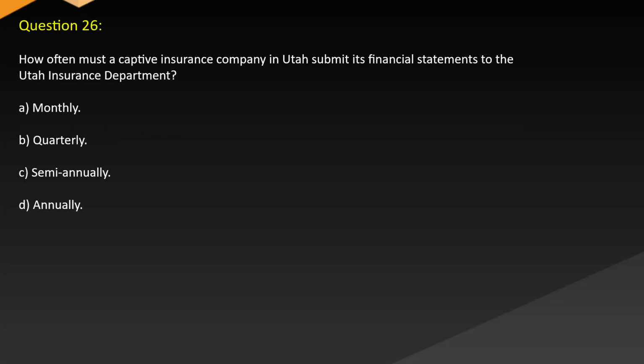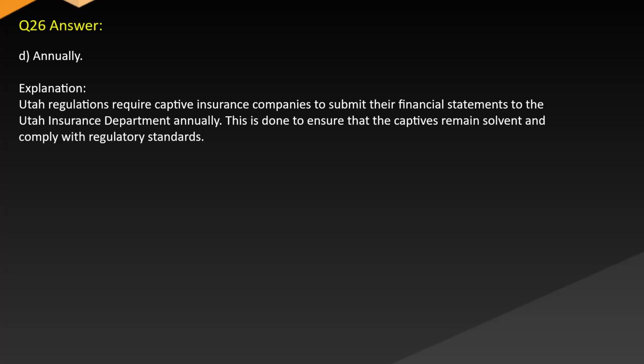Question 26. How often must a captive insurance company in UT submit its financial statements to the UT Insurance Department? A. Monthly, B. Quarterly, C. Semi-annually, D. Annually. Answer: D. Annually. Explanation: UT regulations require captive insurance companies to submit their financial statements to the UT Insurance Department annually. This is done to ensure that the captives remain solvent and comply with regulatory standards.